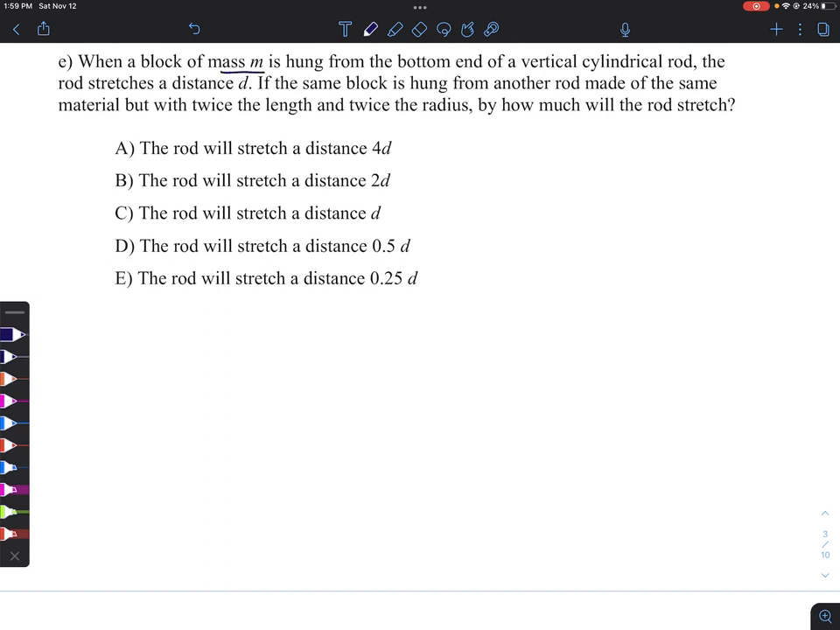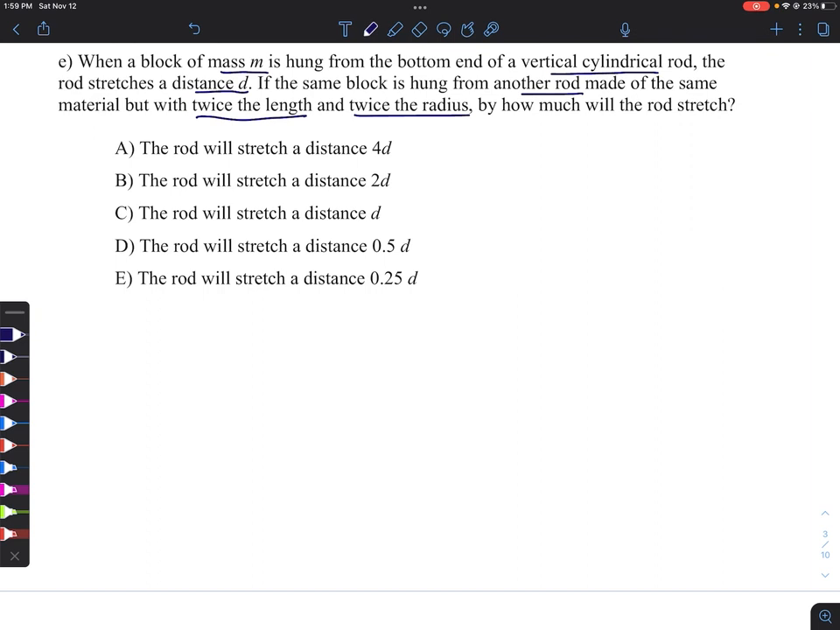When a block of mass M is hung from the bottom end of a vertical cylindrical rod, the rod stretches a distance d. If the same block is hung from another rod made of the same material, but with twice the length and twice the radius, by how much will the rod stretch?